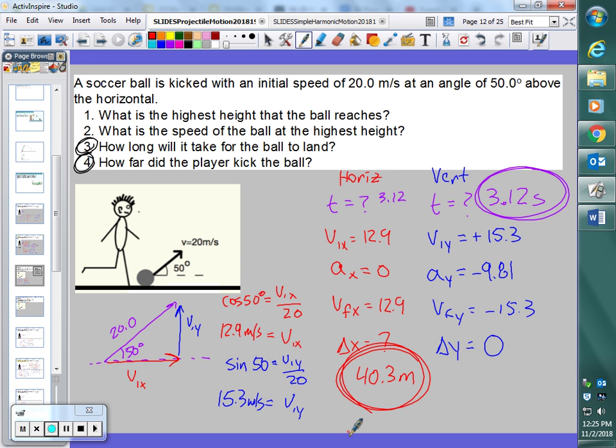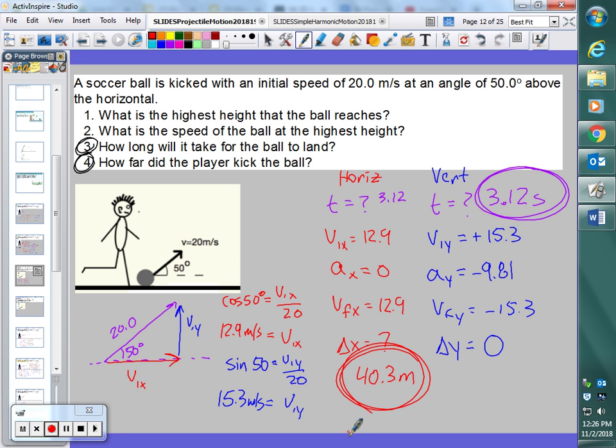Once you solve for the time using your vertical components, you automatically know the time horizontally, and then you can just use that time to solve for that horizontal displacement, which is question number 4, right? How far did the player kick the ball? That's going to be delta x, the horizontal displacement on the x-axis. Okay? All right, good there? Get that?